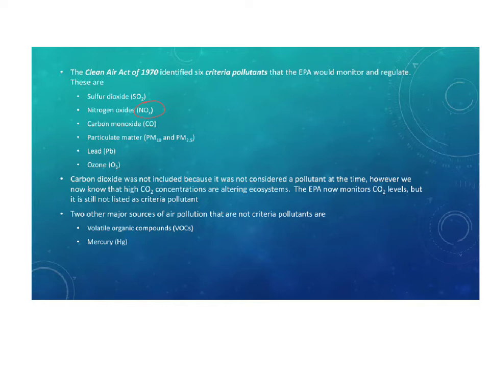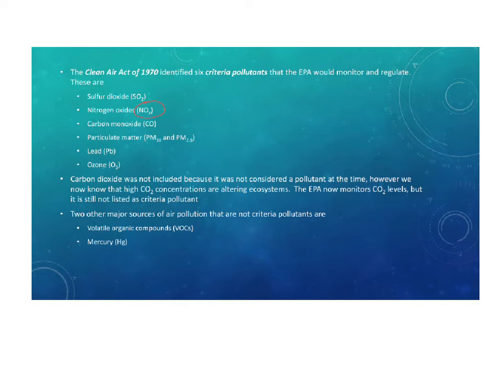Carbon dioxide was not included in 1970 because at the time it was not considered a pollutant. We now know that high concentrations of carbon dioxide do alter ecosystems. The EPA currently monitors carbon dioxide levels, but carbon dioxide is still not listed as a criteria pollutant. And just FYI, on the APES exam, they always throw that one in there because most people consider now high levels of carbon dioxide as a pollutant, and in a multiple choice, they'll throw that one in there to confuse you. 2 other major sources of air pollution that are not criteria pollutants are volatile organic compounds, VOCs, and mercury.